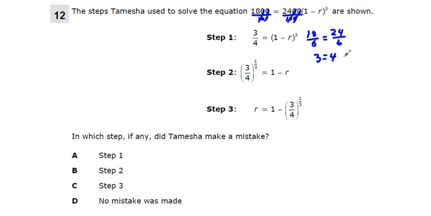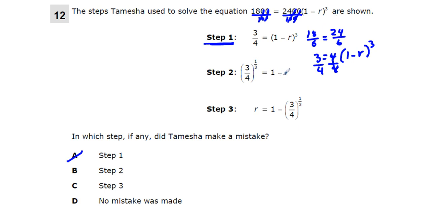So you'll have 3 equals 4 times (1 minus r) cubed. And if you divide by 4, this is what you're going to get. Step 1. So step 1, even though the numbers don't look the same because of the reductions, there's no mistake there. Step 2, you're trying to solve for r.